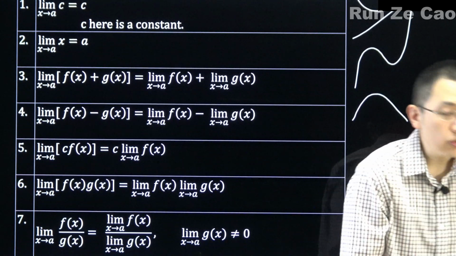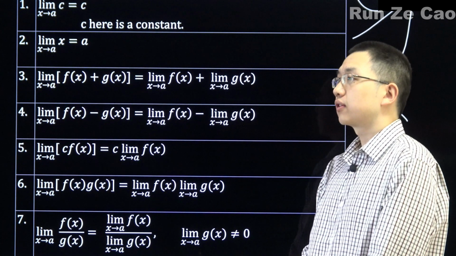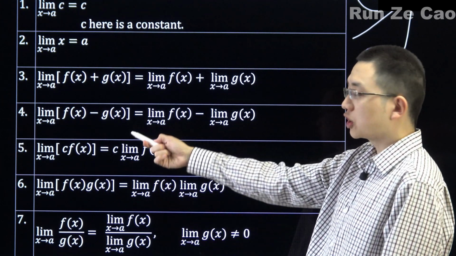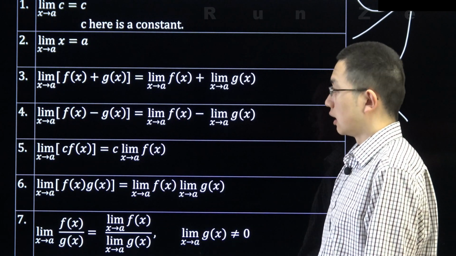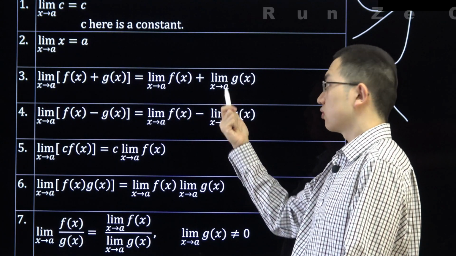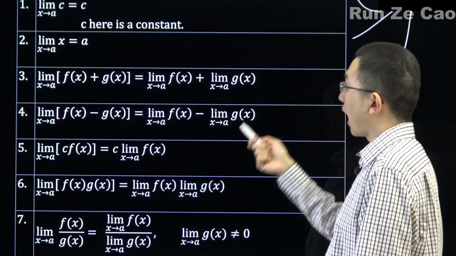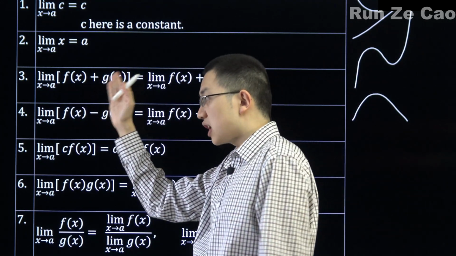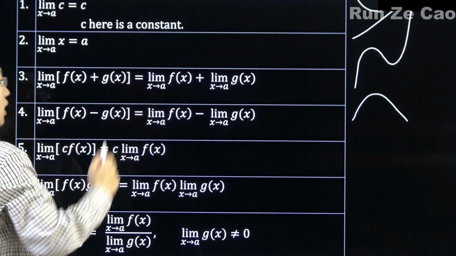What happens when you add functions? Wait a second, guys. What's the limit of 2x? So the limit as x approaches a of 2x is equal to the limit as x approaches a of x and the limit as x approaches a of x added together. So the limit of the sum of two functions is equal to the sum of the limits.